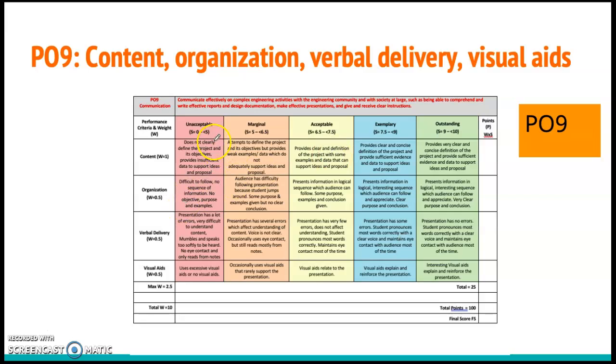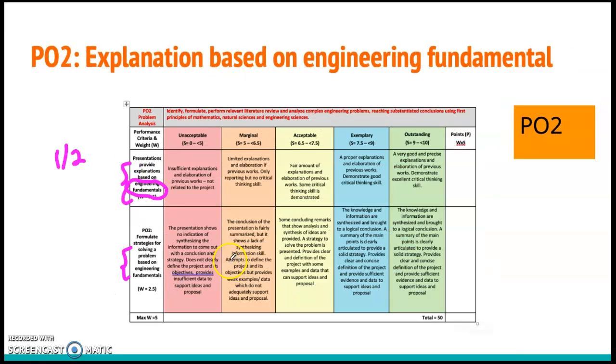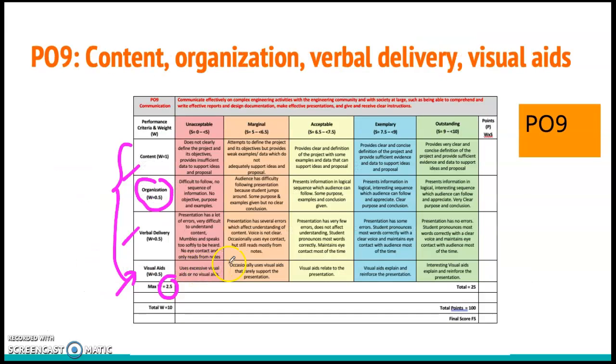Okay, the last PO that will be evaluated from your video is your verbal skills, how you prepare your slides. This is the visual aids. The content of the slide, is it a lot of text or a lot of figures, and how you're going to explain slide by slide? Is there any continuation? That is what we call organization. PO9 is 2.5, PO2 is 5 weightage, and PO1 is 2.5. The total weightage is 10%, and this will bring to 30% of your total marks.